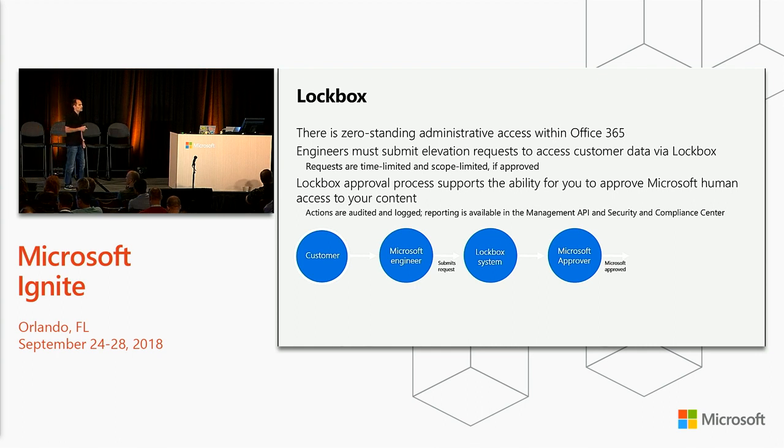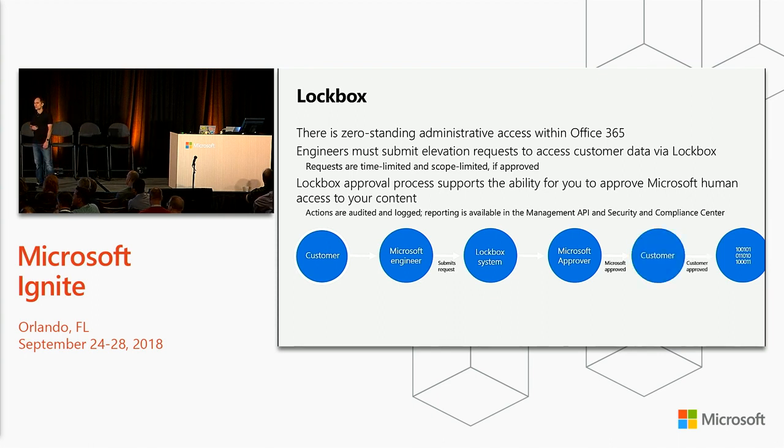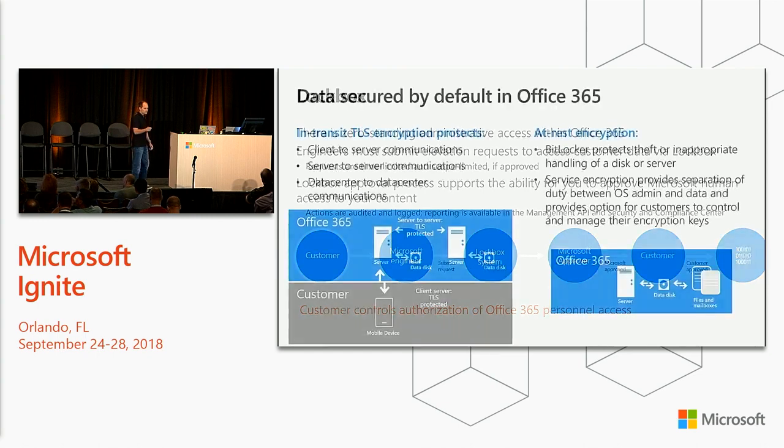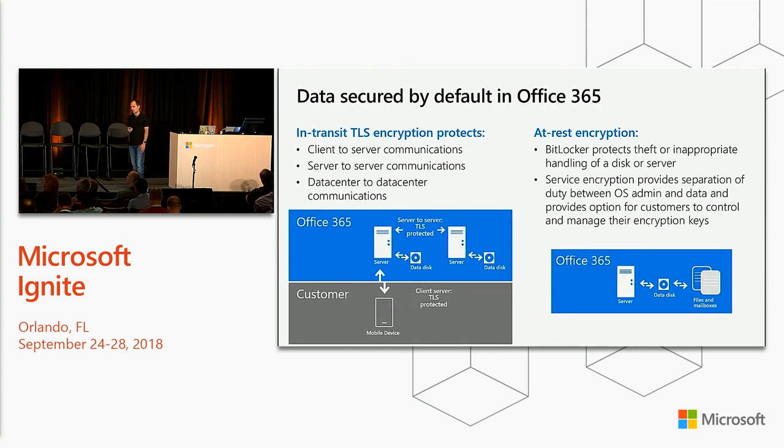But we've extended this capability beyond just generic Microsoft human intervention to gain access, where we can now invoke you as the customer to have final say in whether the data is accessed. And in this way, you end up controlling authorization of personnel access to your data. So that's Lockbox. The other thing that we do, and we take very seriously, is to ensure the data is secured by default. Now, I've already mentioned through the Outlook mobile flows that we ensure client-to-server communication is protected with TLS 1.2.